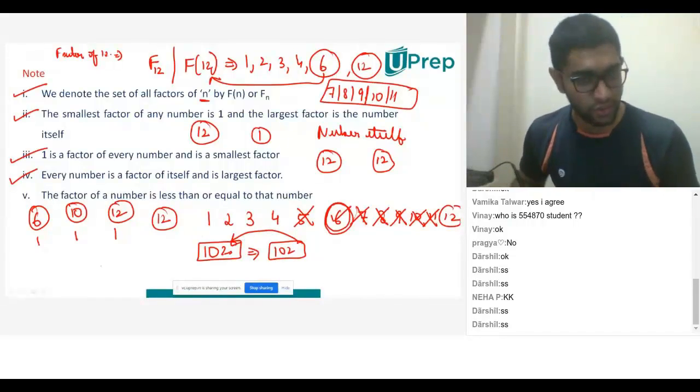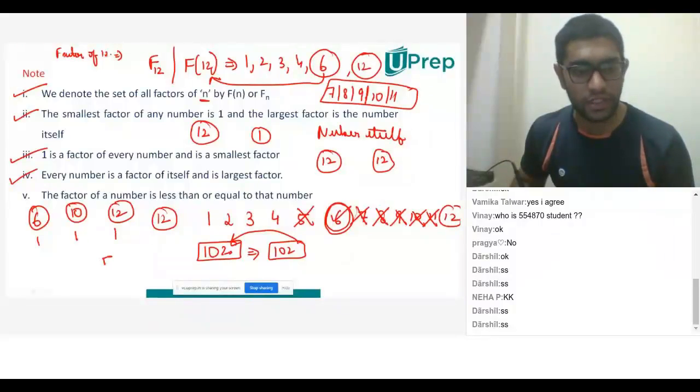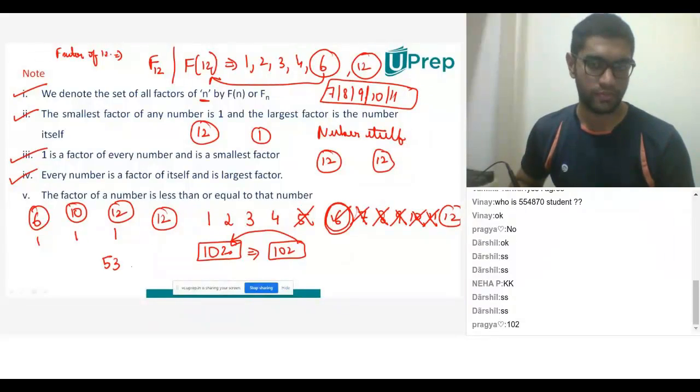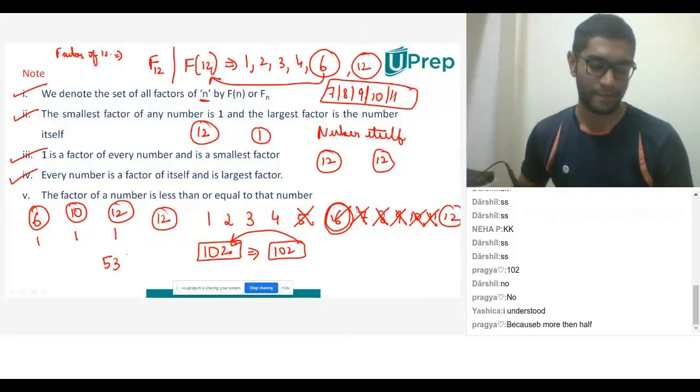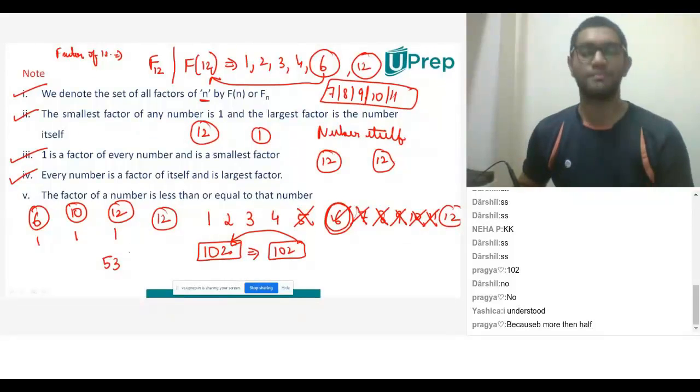Now, my question to you is, can 53 be a factor of 102? This is the logic I just explained. Can 53 be a factor of 102? Yes or no? Type in. No, sir. Okay. Now, can I have the reason why? Not interested in the answer, interested in the reason. I think because it is half more than the number. Perfect. Even Pragya gave the right answer.